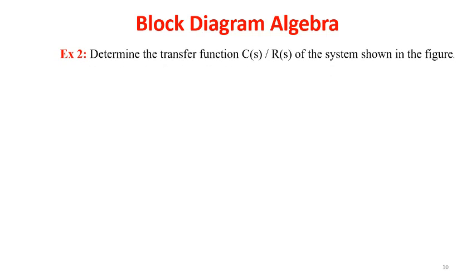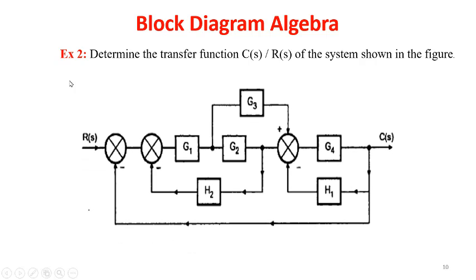Let's go with the next problem. Determine the transfer function C of S by R of S of the system shown in the figure. So in the given figure, we are having the first summing point, the second summing point, a forward block. After the forward block, there is a takeoff point. The forward blocks are G1 and G2, and in between G1 and G2, there is a takeoff point. And between G2 and the third summing point, we are having another takeoff point. And parallelly, we are having for G2 a forward block G3.